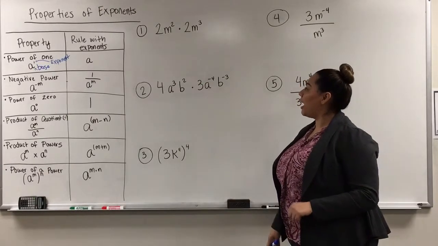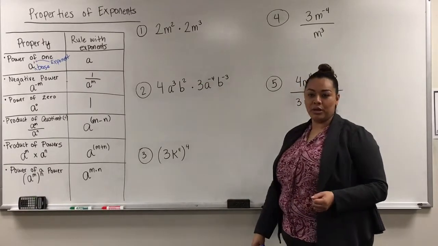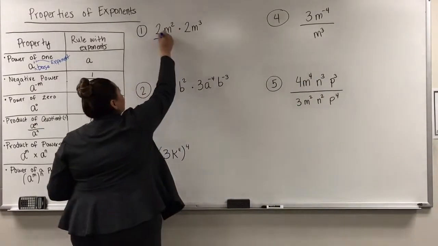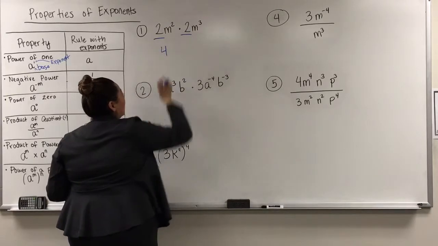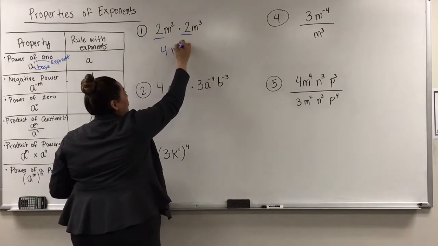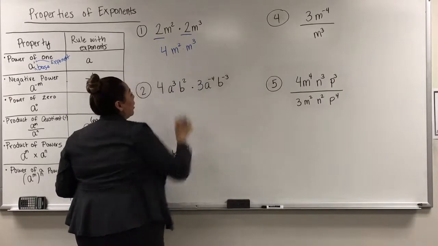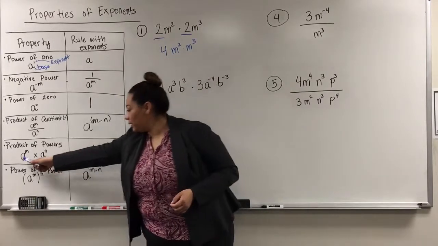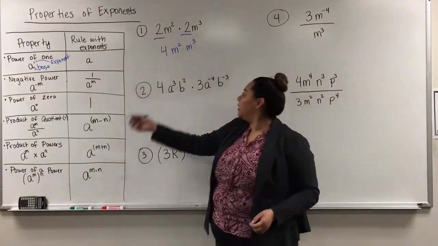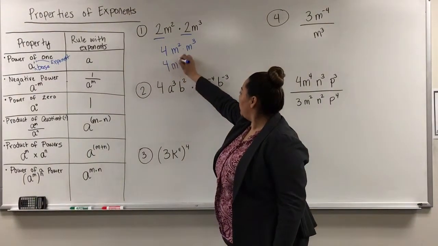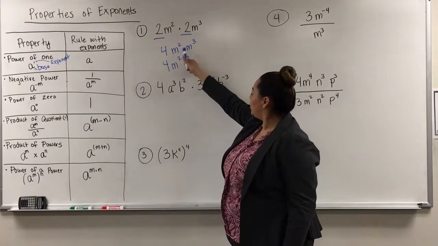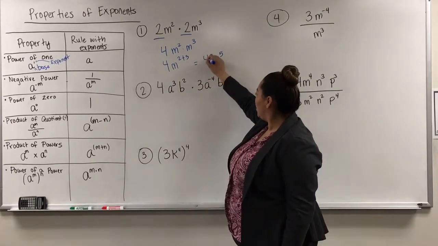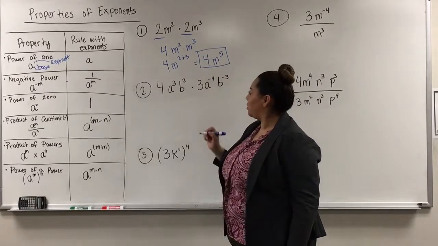So the first problem, we have 2m squared times 2m to the 3rd power. The first thing that we're going to be working on is our numbers. 2 times 2 gives us the 4. Now we have m^2 and m^3. We are multiplying, so what happens when we multiply and we have the same base? The exponents, we're going to add them. So we're going to say 4m^(2+3). 2 plus 3 gives us the 5. So that would be m to the 5th power, and then the 4, just bring it on over. So this will be the answer for number 1.